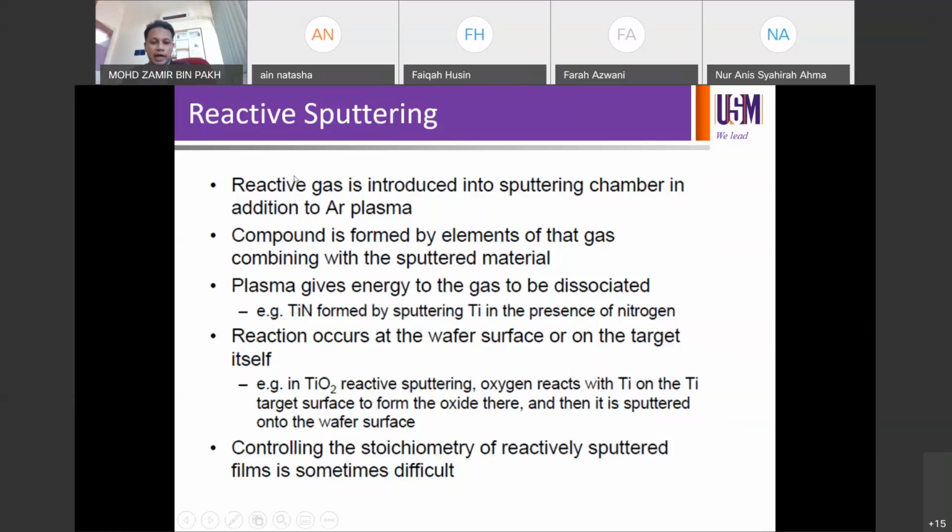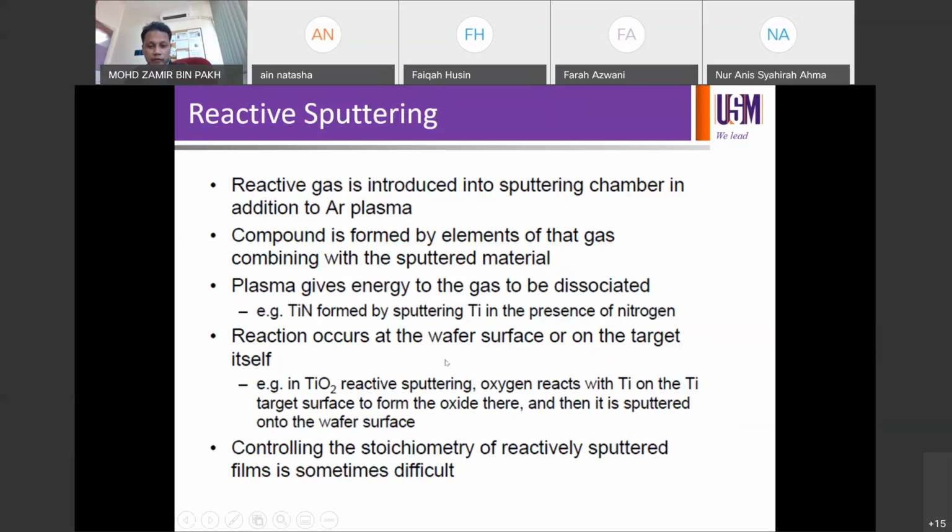Right, so reactive gas is introduced into the sputtering chamber in addition to argon plasma. So plasma is still based on the argon. You still have the same argon, but you just have another channel coming in, injecting nitrogen, for example, if you want to deposit silicon nitride, then reacting with the silicon target to form silicon nitride. Another example, you can do titanium nitride by sputtering titanium and then reacting with nitrogen to form titanium nitride on the layer, right?